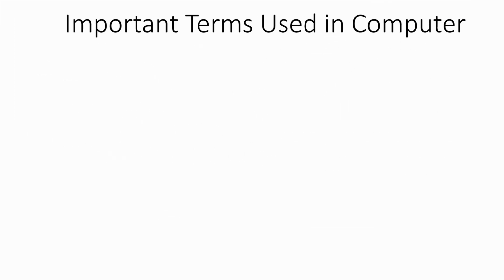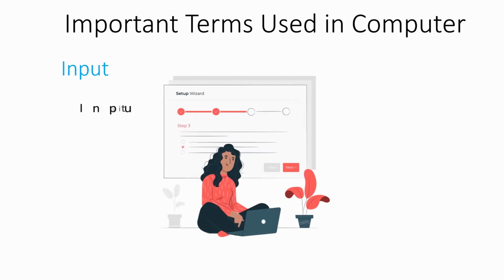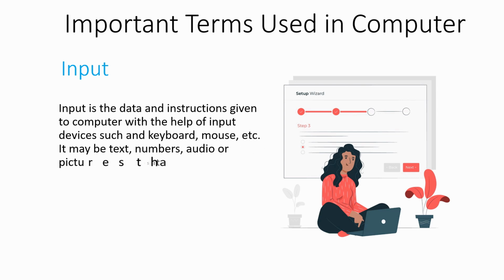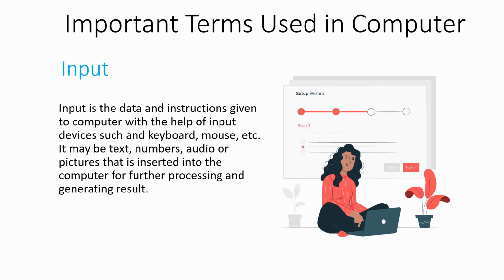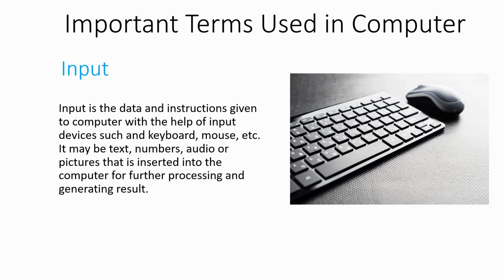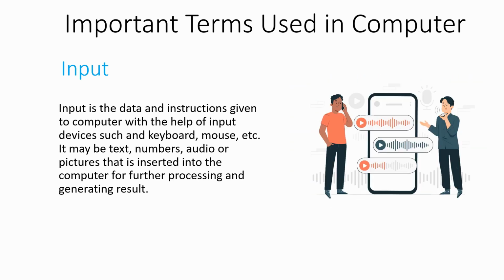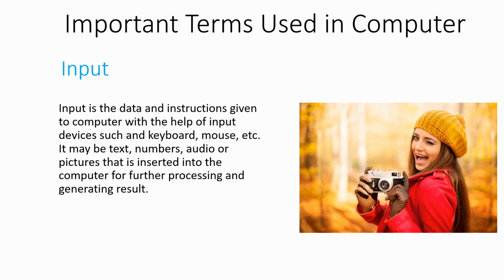Now let me tell you about the input. Actually, input is the data and instructions given to our computer system. So any data or instructions that we enter to our computer system is considered as input. Input is provided to our computer with the help of input devices like keyboard or mouse. It may be a text, numbers, audio, picture that is inserted in our computer system for further processing. Input is processed to generate the result.